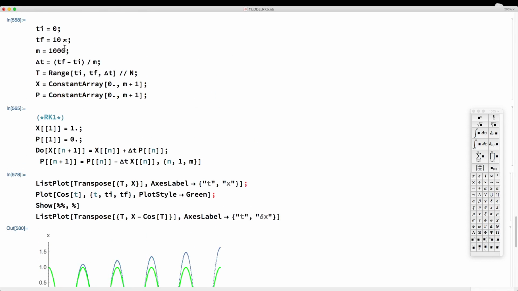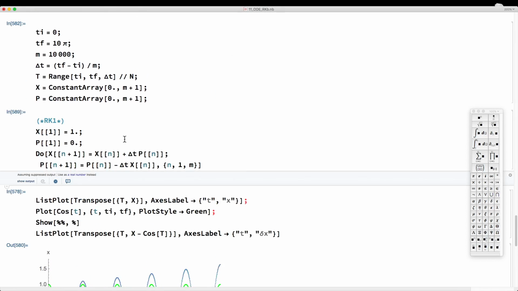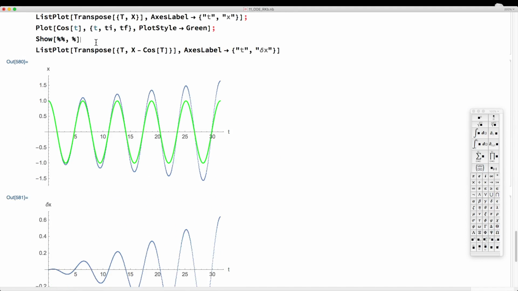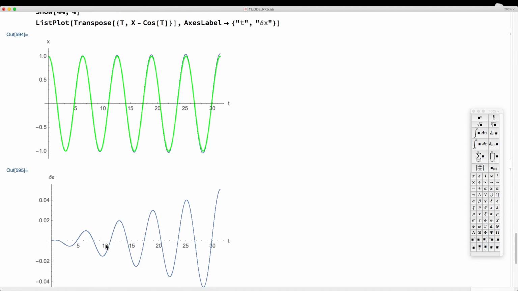Obviously we can use more points, so let's try 10,000 points and run the loop again and try these plots again. And now the overlap is better, the solutions stay closer for a longer time, but still there's a drift. As time goes by, the error increases.